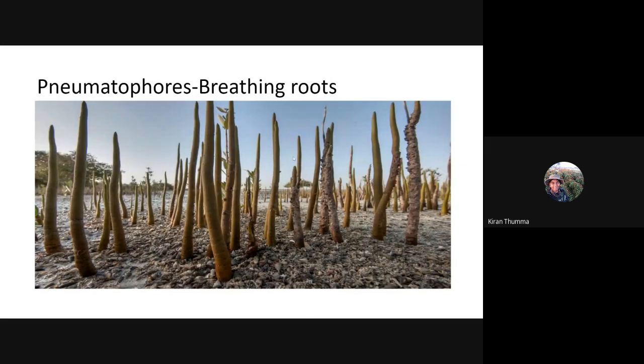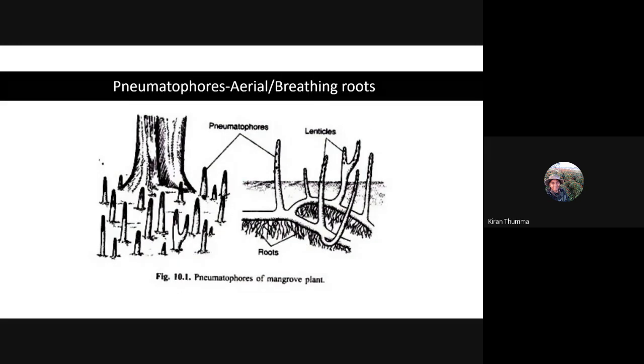Now who will hold the soil? Roots are something which are there to hold the plant, to hold the trees. If they are coming up, who will hold the soil? So for that reason, mangroves have two types of roots. One is this pneumatophore type of roots for breathing, and other roots which are there for holding the soil.